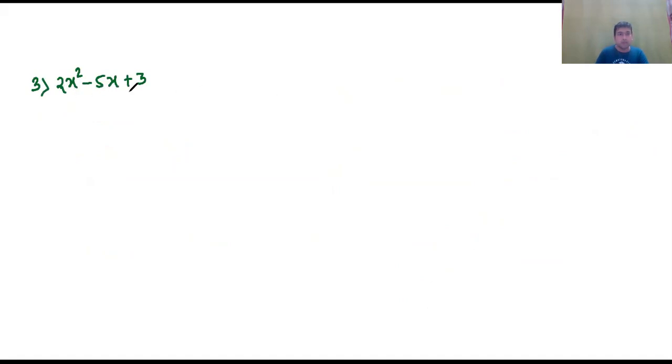2x square minus 5x plus 3. What is 2 into 3? 6. So you have to find the factors of 6 such that their addition should be minus 5. So can you tell any two factors?